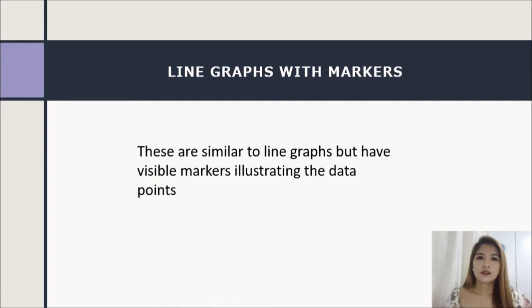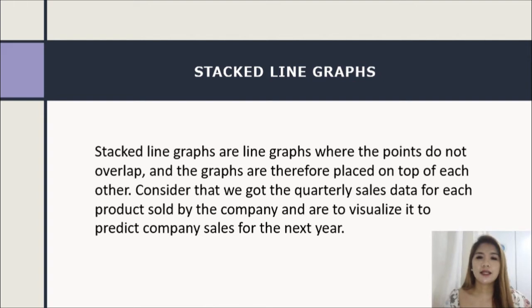So line graphs with markers. These are similar to line graphs but have visible markers illustrating the data points. So stack line graphs are line graphs where the points do not overlap and the graphs are therefore placed on top of each other. Consider that we got the quarterly sales data for each product sold by the company and are to visualize it to predict company sales for the next year.